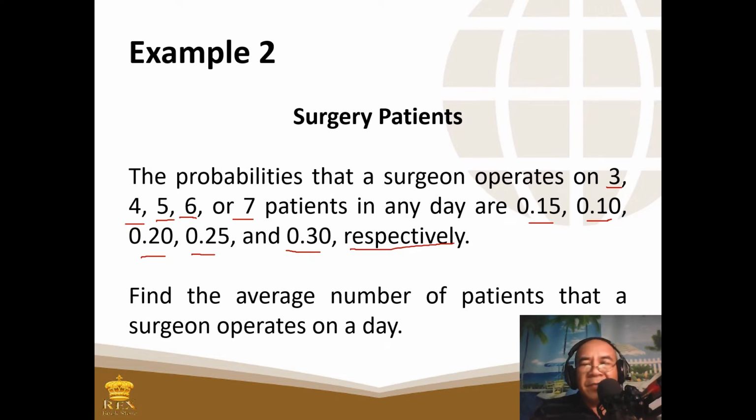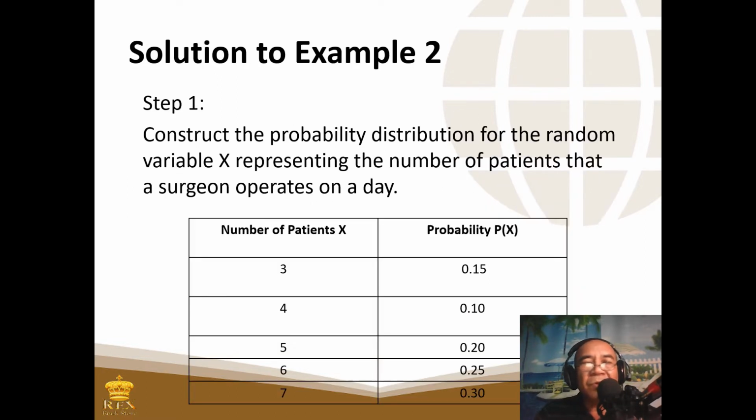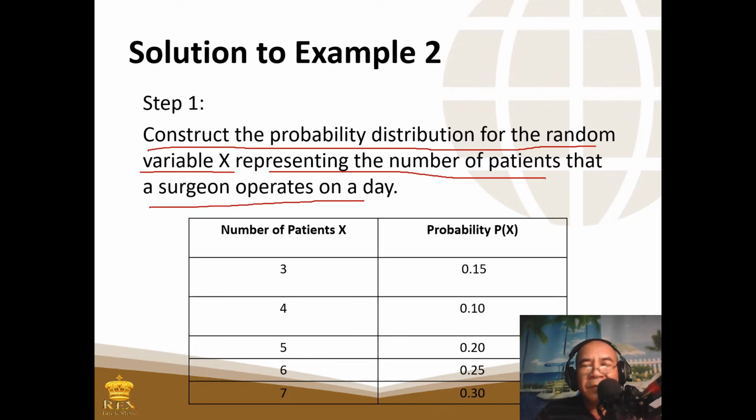So find the average number of patients that a surgeon operates on a day. The same process: step number 1, construct the table of the probability distribution for the random variable x, representing the number of patients that a surgeon operates on a day. So we have 3, 4, 5, 6, 7 with their equivalent probability, or P of x.